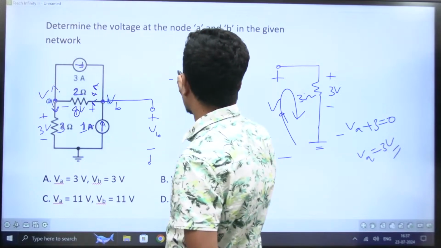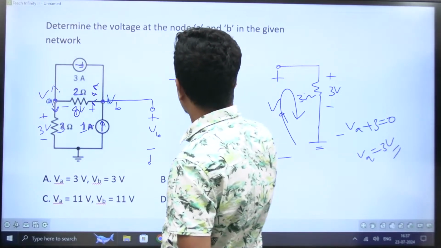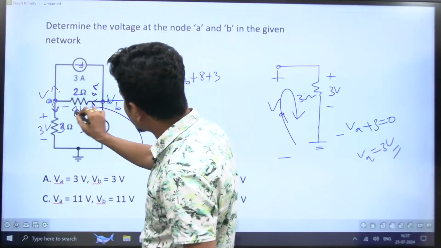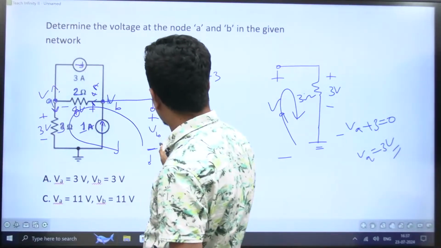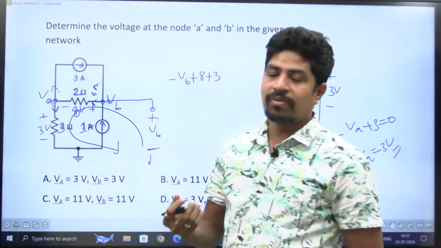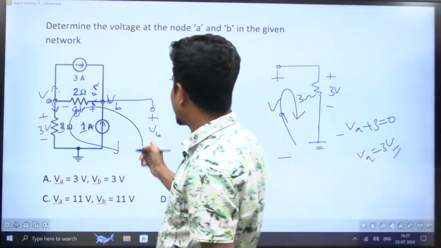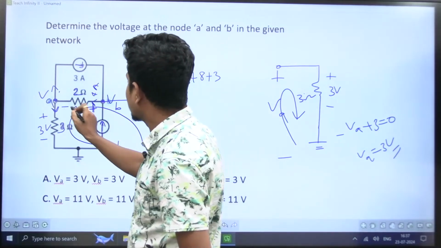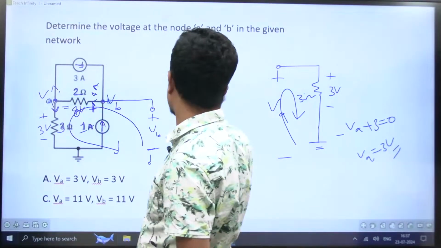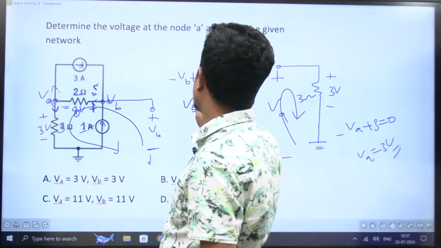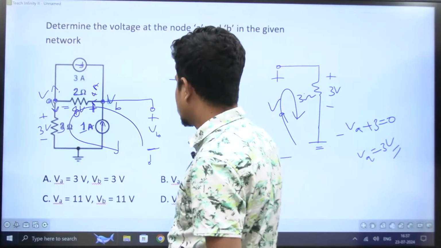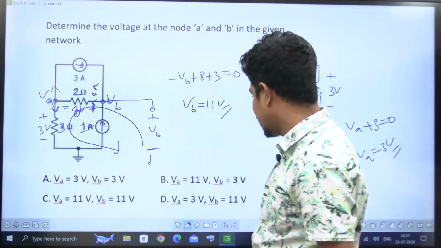Yes, minus VB plus 8 plus 3. This way I am writing the closed path. I started here with minus VB. In class I told you, wherever you want to start you can start. Minus VB plus 8, and I am coming down like this, plus 3 is equal to 0. So VB is equal to 11 volts. So 3 comma 11 is the answer.